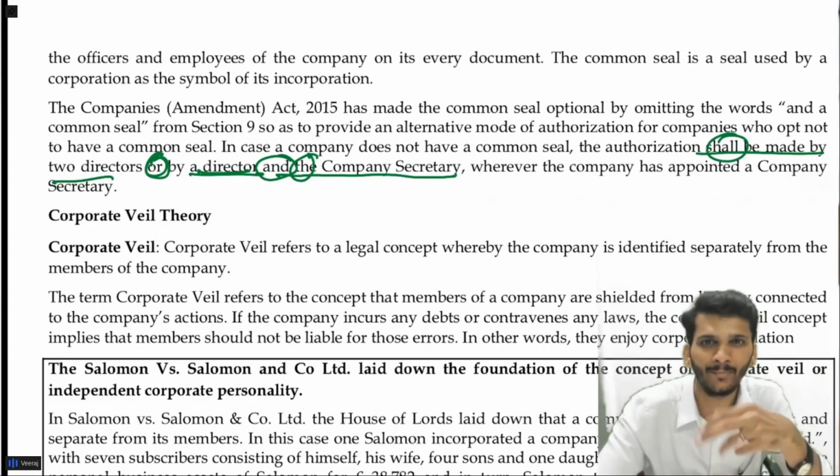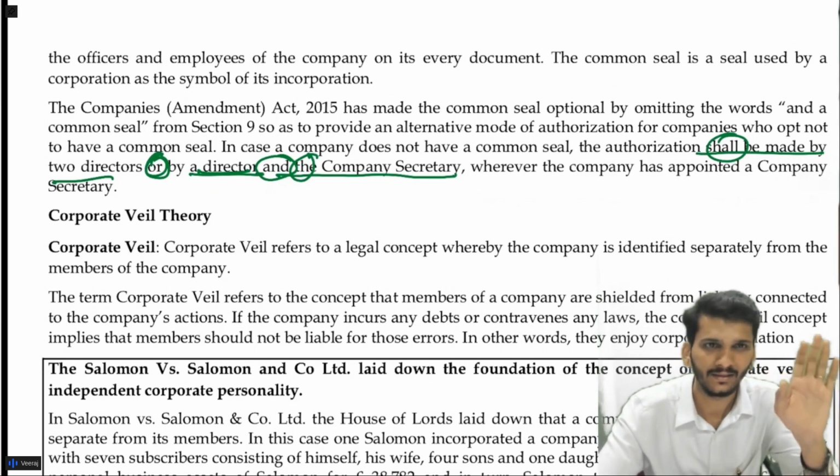If decisions can't be taken, somebody will go to the court. The court will remove all the directors. Then they'll ask you to appoint a few other directors.